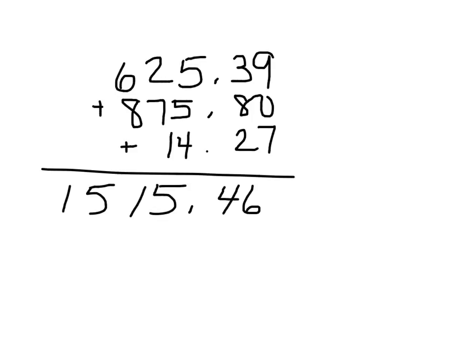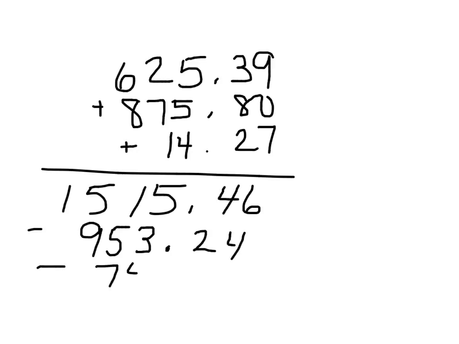1515.46. Okay. Then it goes on to say that you wrote a check for $953.24, and you wrote a check for $74.96. What's your balance now? So after you've deposited all those things, make sure that once you put those in there, you add in all the deposits. Now you're subtracting out those checks and how much money is left in your account.